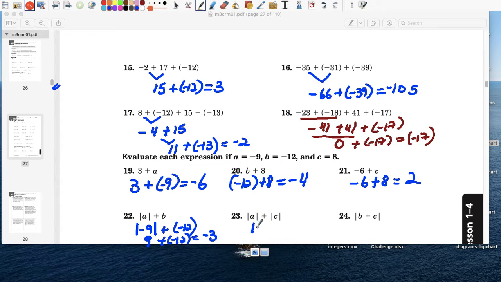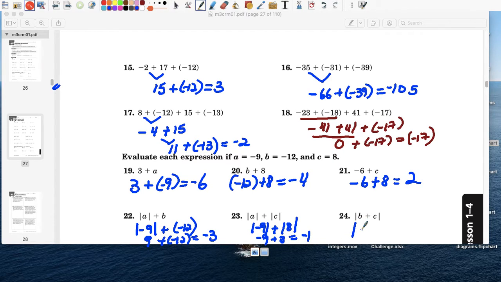Absolute value of A, which is negative 9, plus absolute value of C, which is 8. Absolute value of negative 9 is 9. Absolute value of 8 is just 8. What's negative 9 plus 8? Amigos? No, not friends. So negative 1.